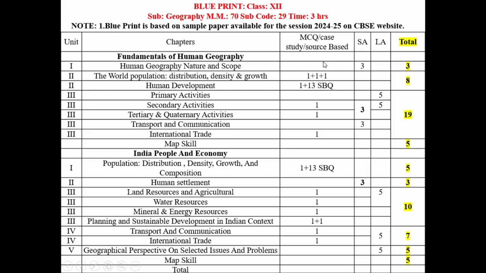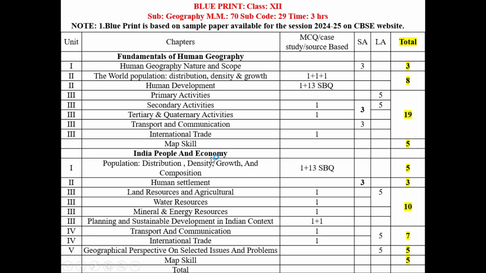In the previous tutorial I already discussed the chapter-wise marks which may come in this year's examination. Again I want to repeat that chapter 1, human geography, will carry 3 marks, the world population and human development will carry 8 marks, primary, secondary, tertiary, transport, communication and international trade, these 5 chapters will carry 19 marks, and map skill from the world geography is 5 marks.